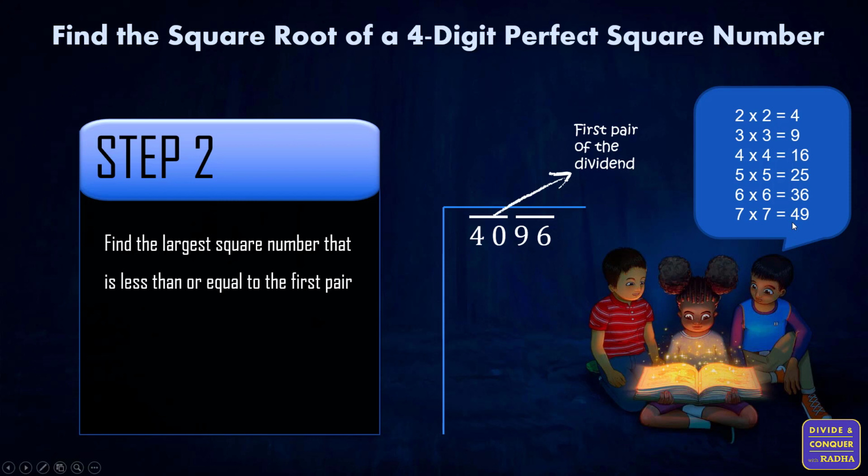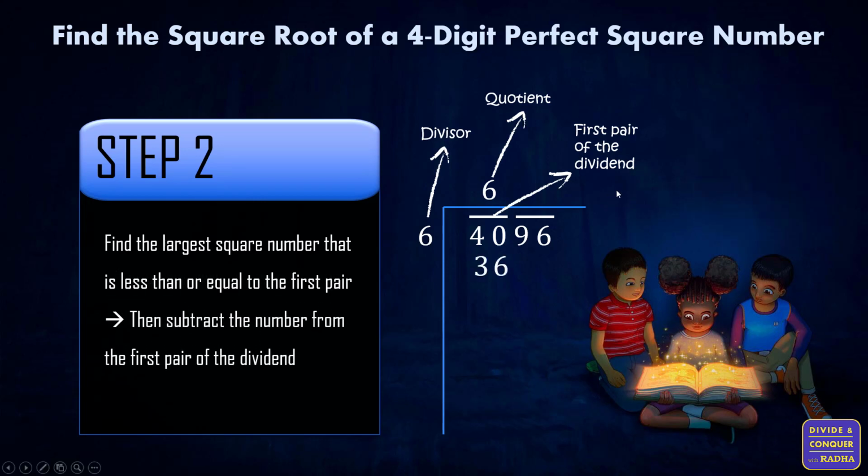The rule states that you need to choose a perfect square number which is either equal to the dividend or less than the dividend. So out here the only possibility is 36 because 49 is greater than the dividend 40 and 25 is much lesser than the dividend 40. So 36 is the largest perfect square. So 6 is your divisor and here 6 is your quotient. So 6 times 6 is equal to 36 and then we need to subtract the number from 40 and we get 4.